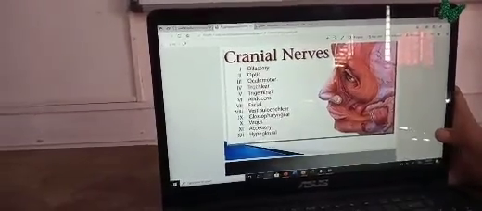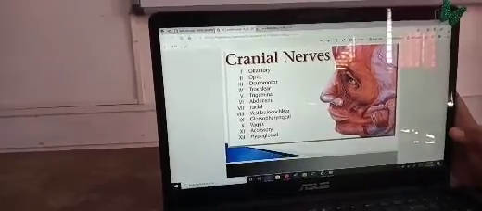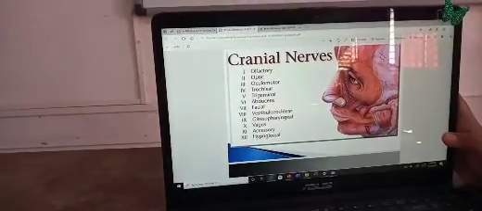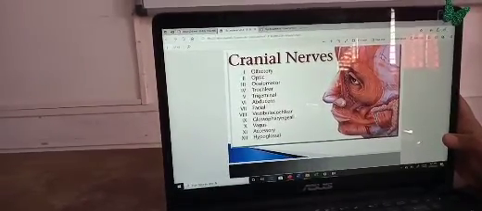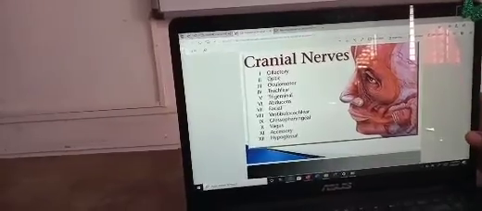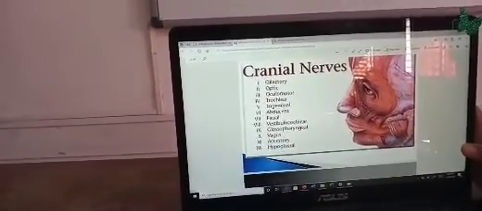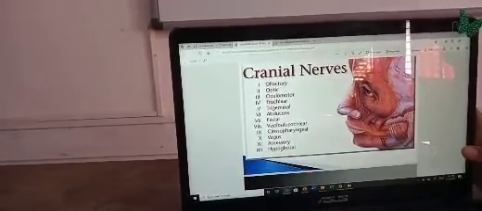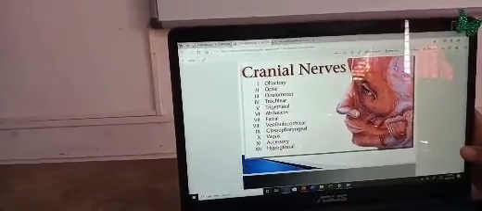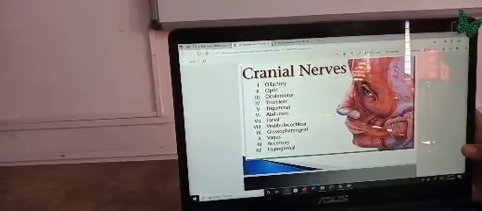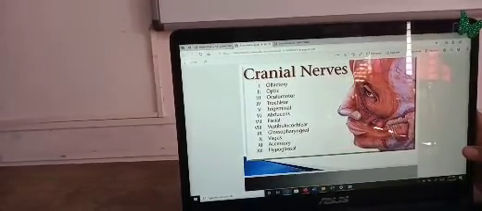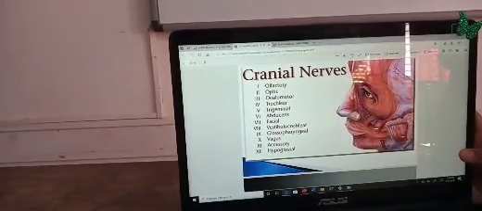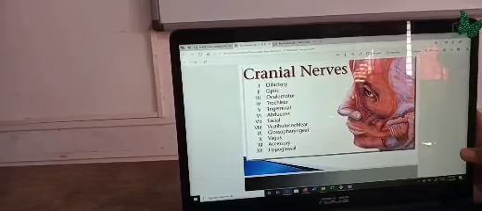Now there are 12 pairs of cranial nerves. The first one is olfactory, optic, oculomotor, trochlear, trigeminal, abducent, facial, vestibulocochlear. Vestibulocochlear is also called your auditory nerve, glossopharyngeal, vagus, accessory and hypoglossal. Now with the names itself, the functions of these nerves are well understood.